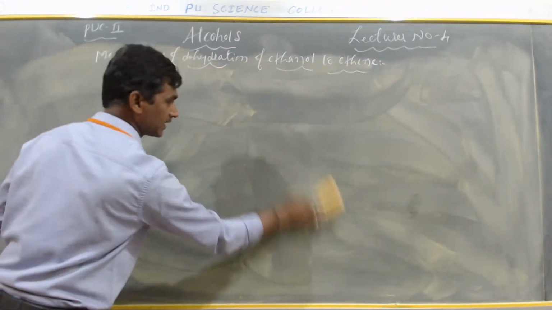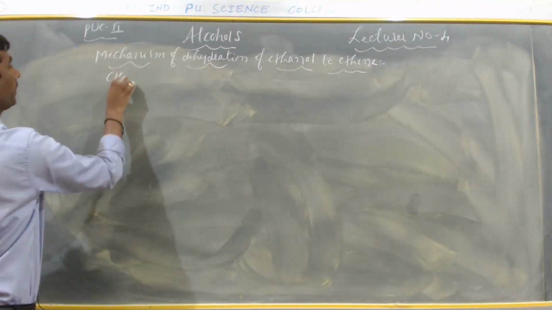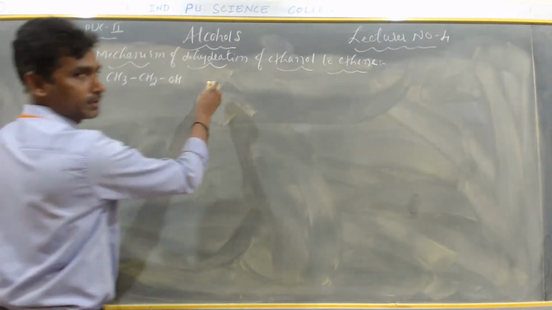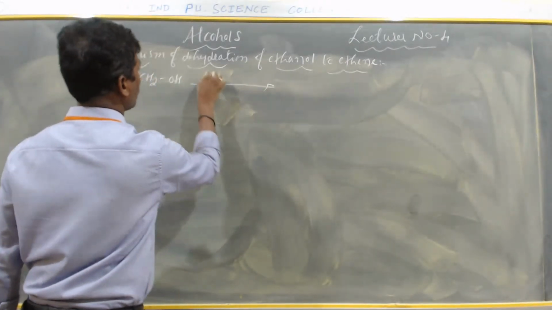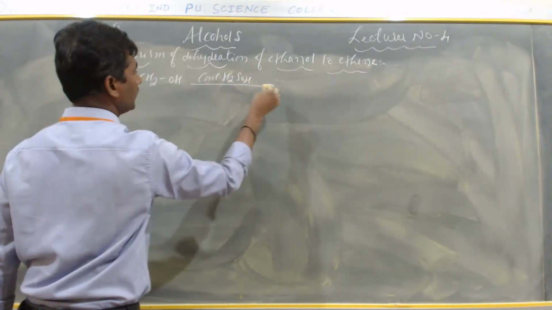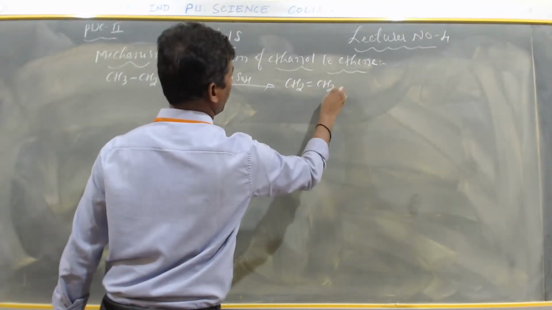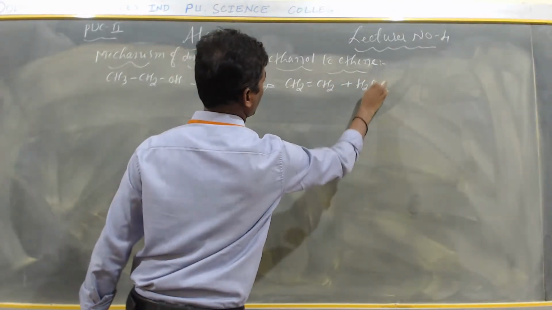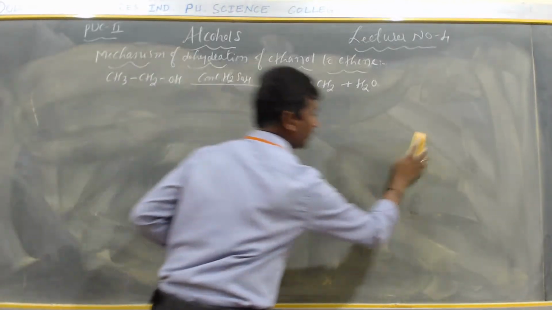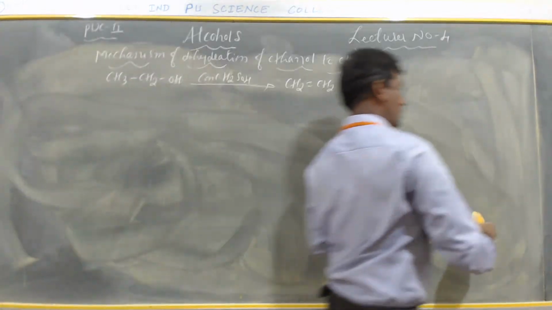Yes, my dear students, first, very important. First I can write CH3CH2OH plus concentrated H2SO4. It gives CH2=CH2 plus water. Yes, I can write here the very important reaction. Very important mechanism.